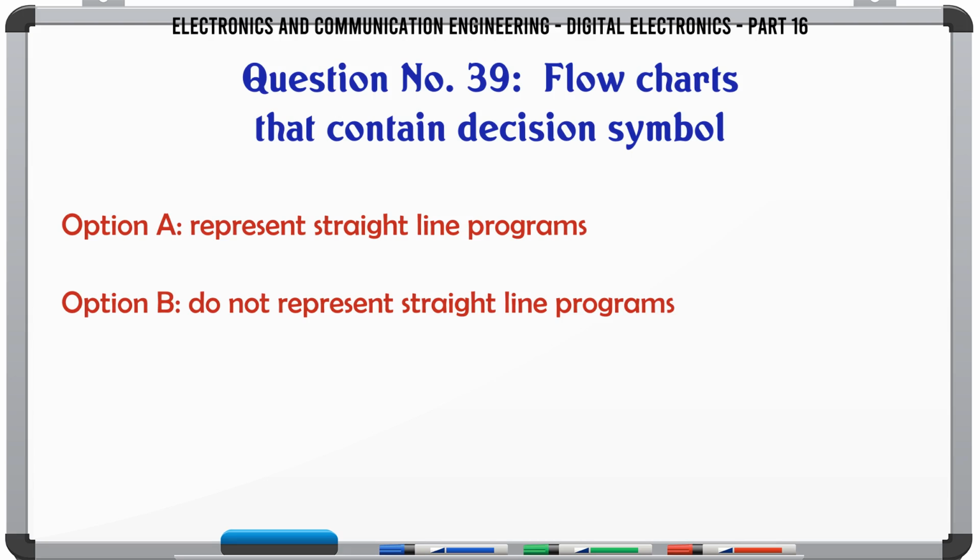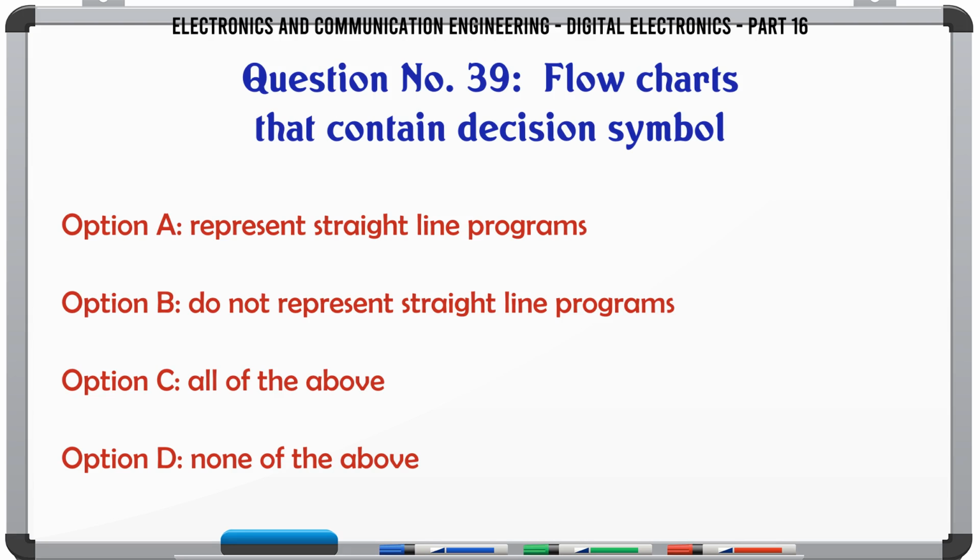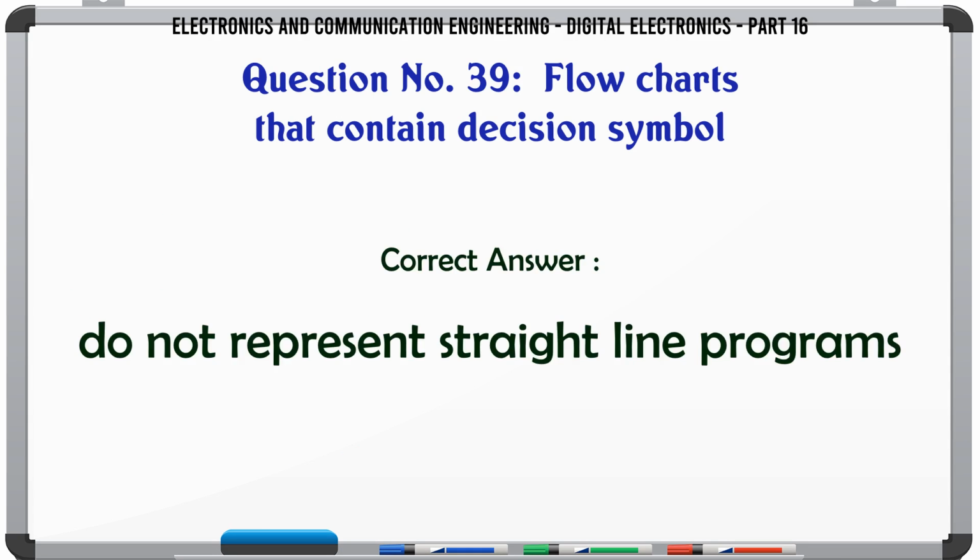Flowcharts that contain a decision symbol: A. represent straight line programs, B. do not represent straight line programs, C. all of the above, D. none of the above. The correct answer is do not represent straight line programs.